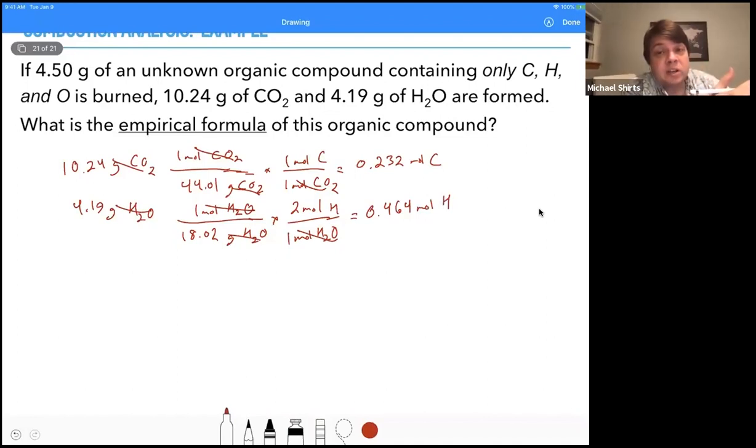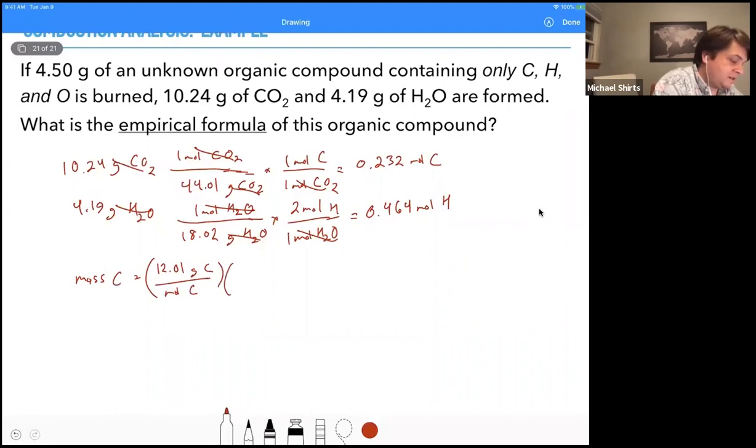So what we got to do is go back, figure out what the mass of the C is, the mass of the H is. The mass of C is going to be 12.01 grams of C per mole of C times 0.232 moles of carbon. That gives us 2.79 grams of carbon. And our mass of H, we have 1.008 grams of H per 1 mole of H.